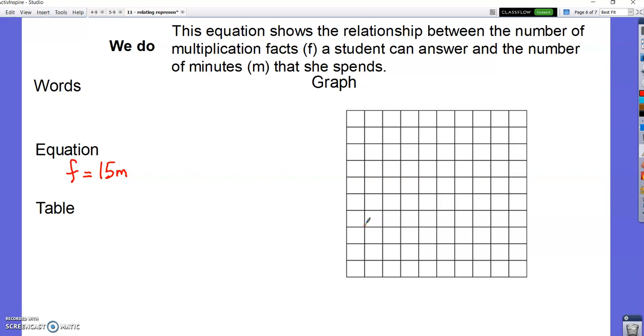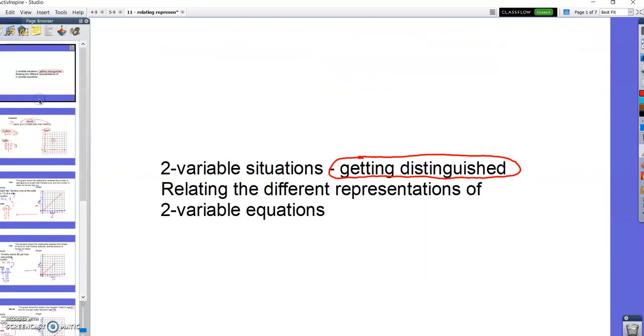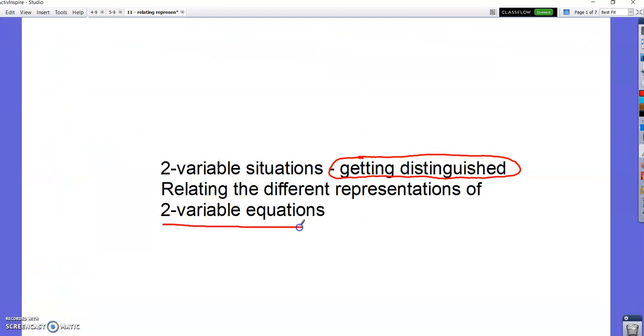So this was a doozy of a lesson, and it is a distinguished topic for 6th grade math. Being able to look at all 4 ways of showing a 2-variable equation and knowing that they're the same thing. If it was a doozy for you, and especially since I went so fast, if you need to go back and look at any of the examples again, please do. You can always rewind and listen again and hopefully get a handle on this very distinguished and challenging skill.